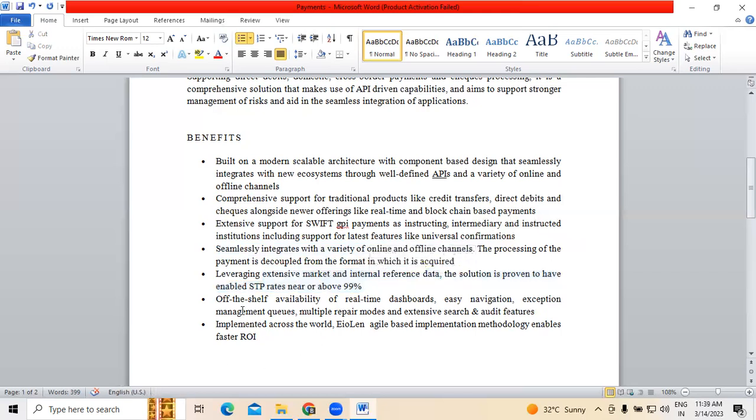Next, off-the-shelf availability of real-time dashboards, easy navigation, exception management queues, multiple repair modes, and an extensive set of audit features. So these are the different features and functionalities which this product is developing. Real-time dashboards they are providing, easy to navigate. At the same time, exception management queues if required, multiple repair modes, and extensive search as well as audit features. These are the different features and functionalities which this product, powered by EOLIN, is providing here.